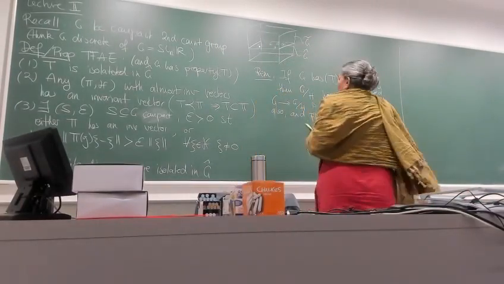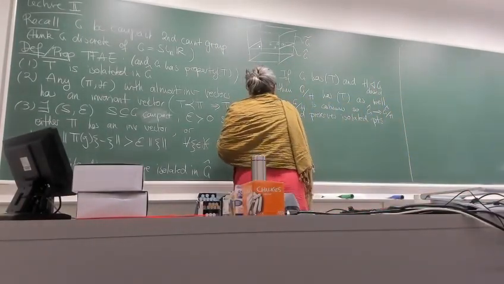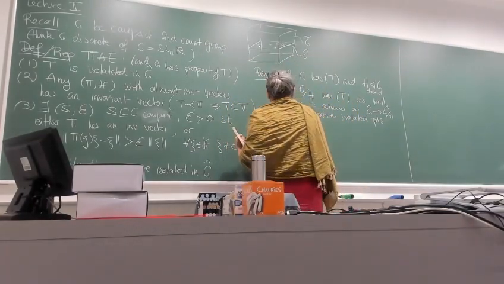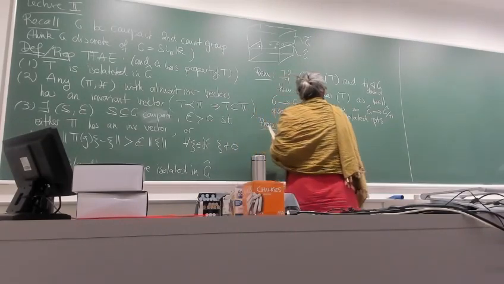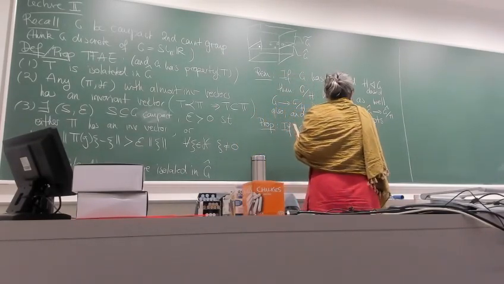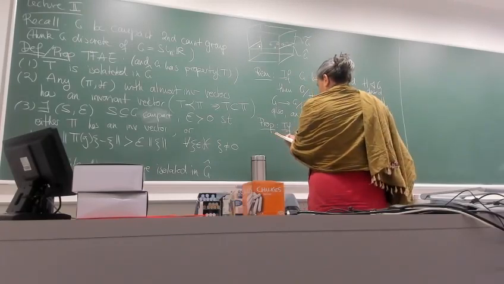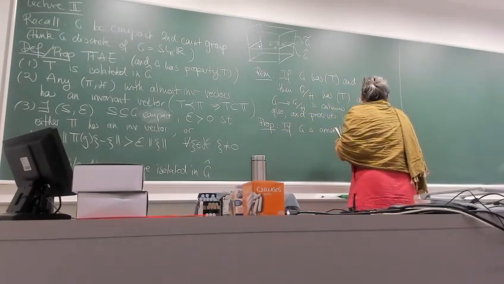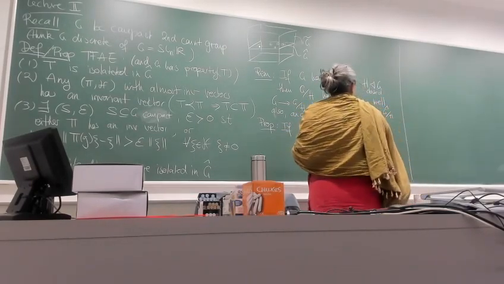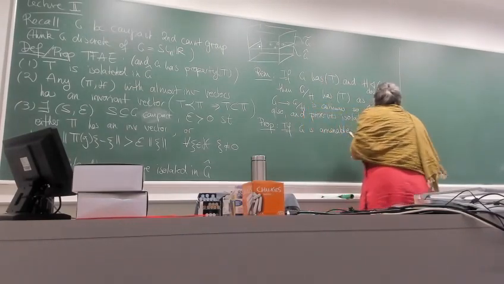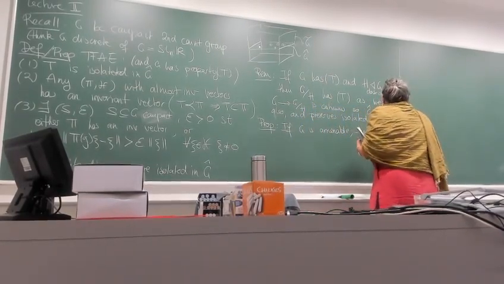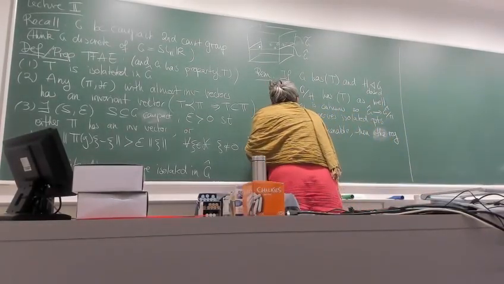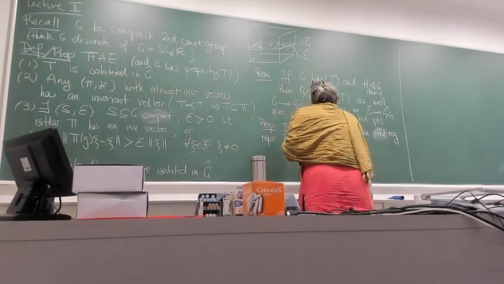All right. And then an important proposition, which I'm going to do, is that if G is amenable, then L2(G), the regular representation, has almost invariant vectors.